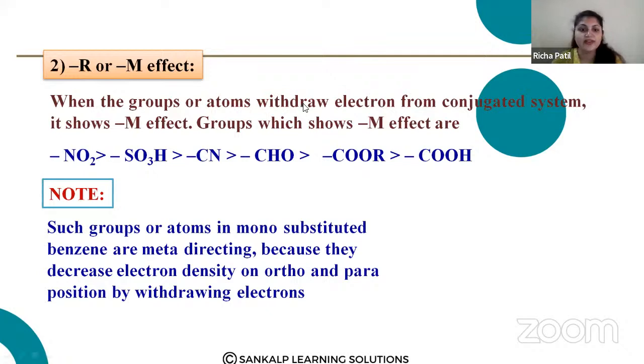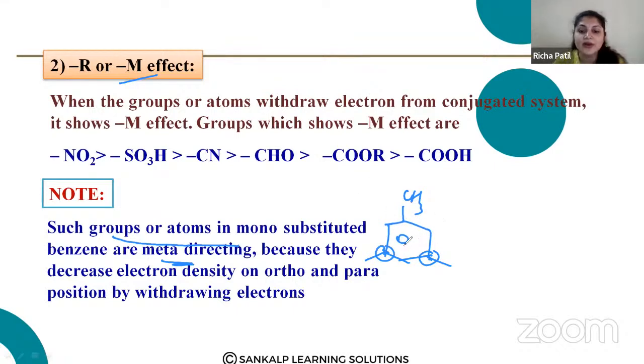What do you mean by withdrawing effect? It will pull the electron towards itself. So these are the groups which will show minus I effect and minus M effect. When such groups or atoms are present in a mono-substituted benzene, they will be meta-directed. So what is meta-directed? This is a meta position. At this particular position, it will be attacking.